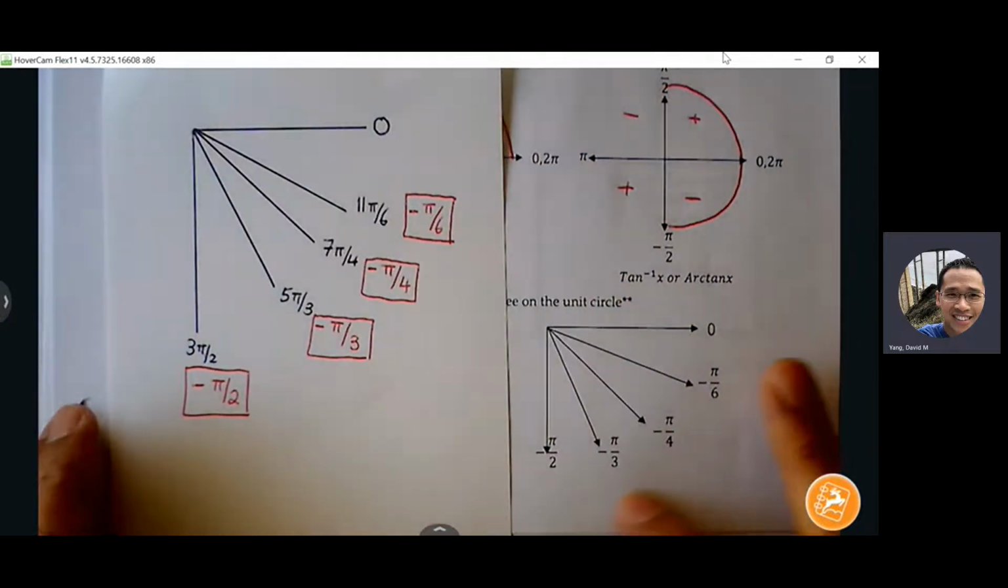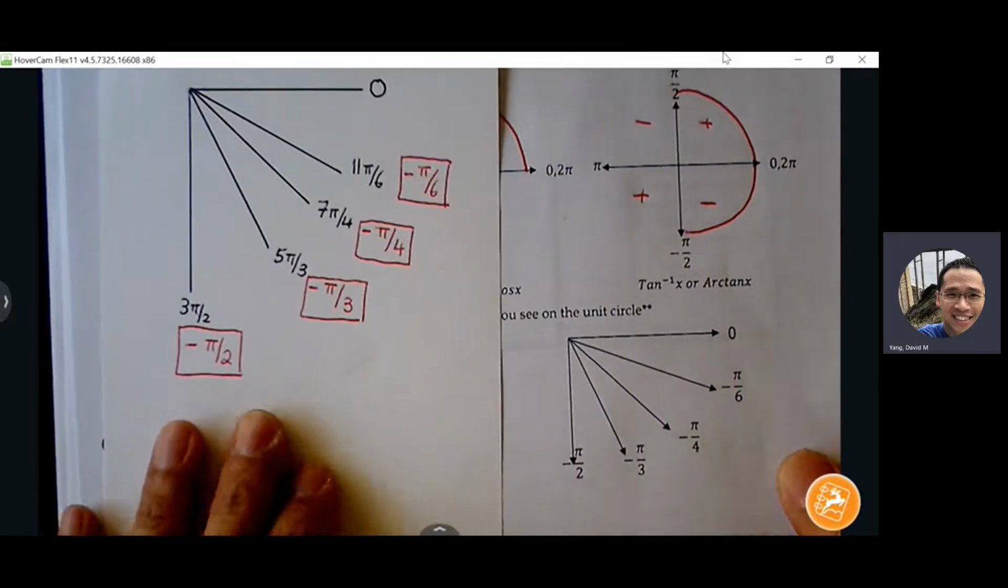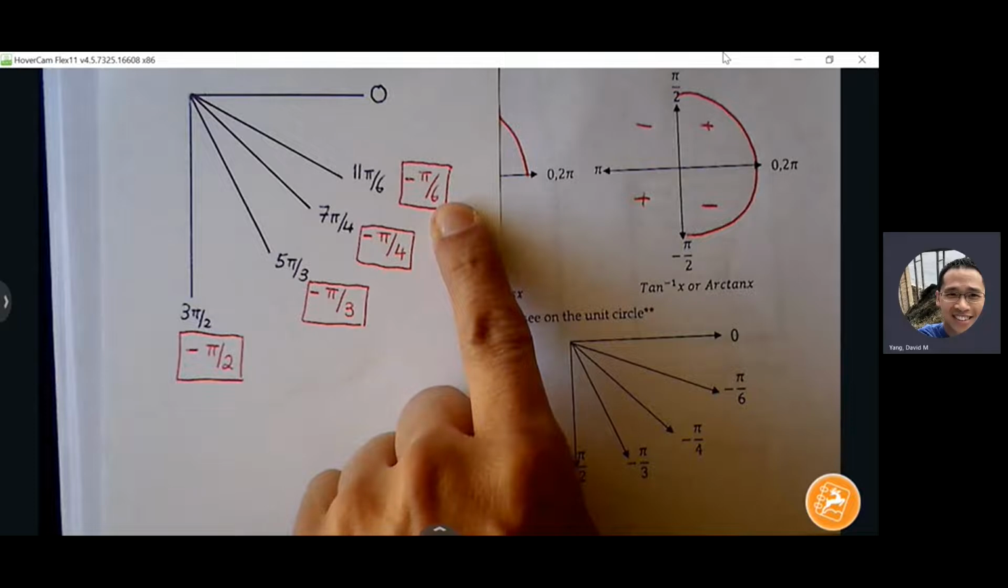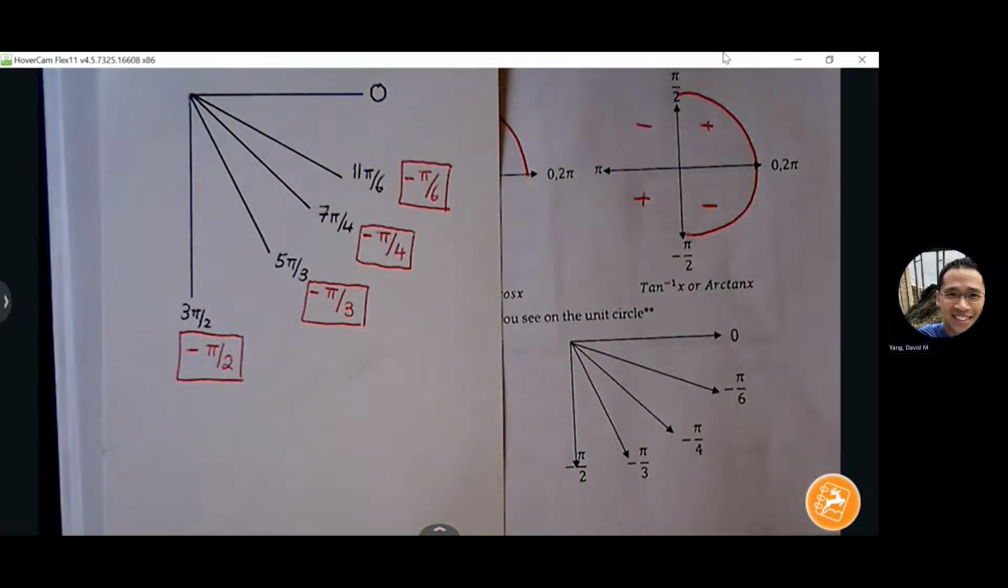So if you can add that to the bottom of the page here, just as a reminder: if you're thinking about fourth quadrant and you're thinking about 11 pi over 6, treat it like negative pi over 6. Instead of saying 7 pi over 4, you're going to say negative pi over 4. Instead of 5 pi over 3, you're going to say negative pi over 3. Instead of saying 3 pi over 2, you're going to say negative pi over 2.